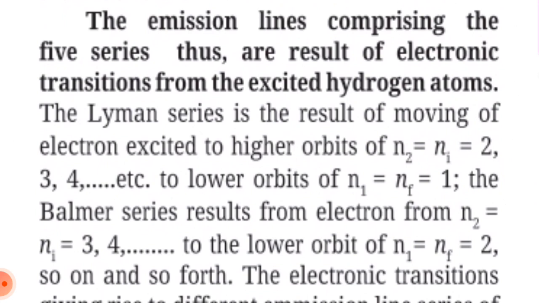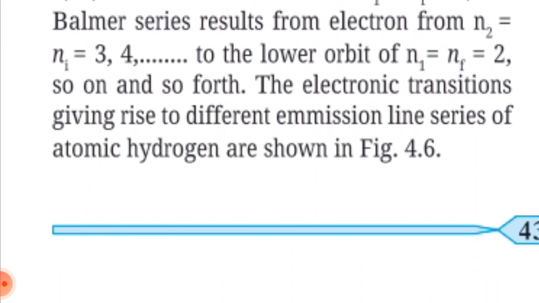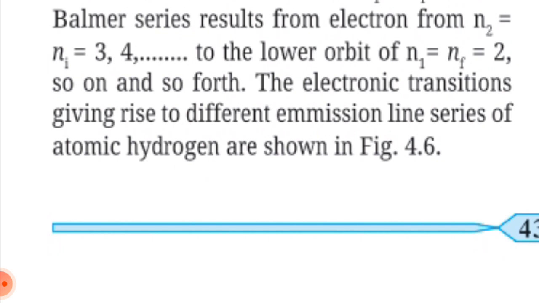The emission line comprising five series thus are a result of electronic transitions from the excited hydrogen atom. The Lyman series is the result of an electron moving from the higher orbits ni equal to 2, 3, 4, etc., to the lower orbit nf equal to 1. The Balmer series results from an electron moving from ni equal to 3, 4 to the lower orbit nf equal to 2, and so on and so forth.